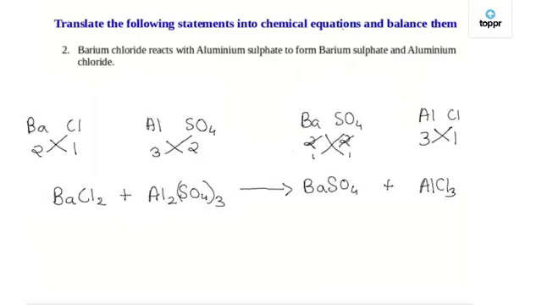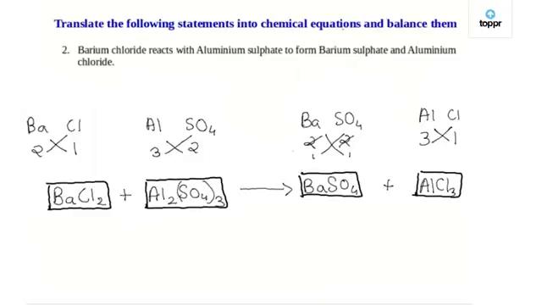So the equation that we obtain by writing the formulas is BaCl2 plus Al2(SO4)3 gives BaSO4 plus AlCl3. And as we can see, the equation is not balanced. Thus, we have to balance this chemical equation. For balancing the chemical equation, what we do is we draw boxes around the reactants and products.